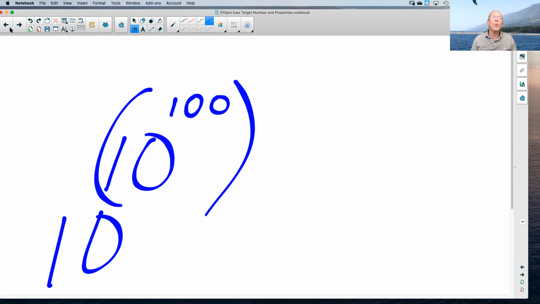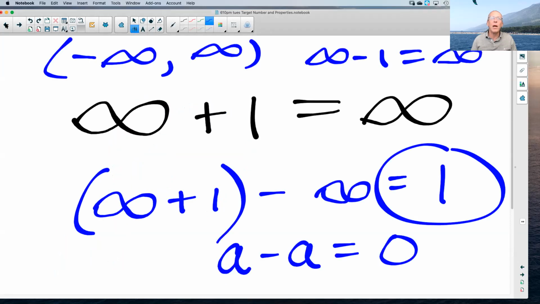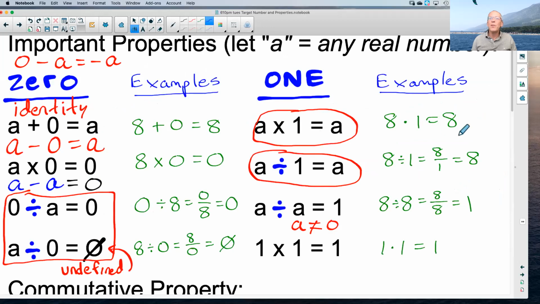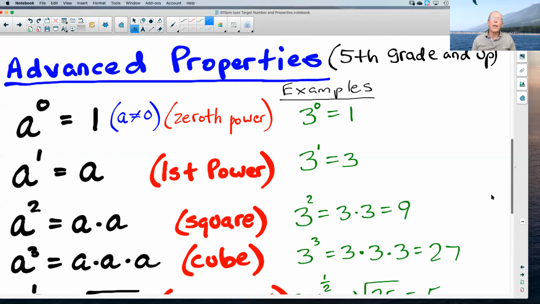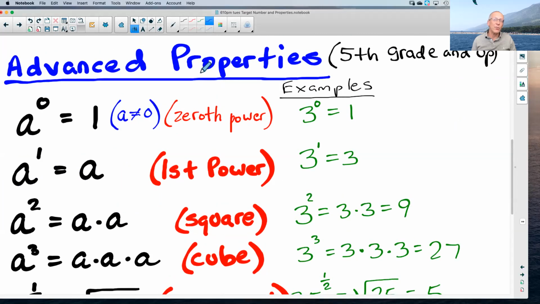Now, I want to go back to something that Ethan G mentioned, and I call these advanced properties. These are for you guys. A to the 0th power equals 1, as long as A is not 0. So 3 to the 0th is 1.